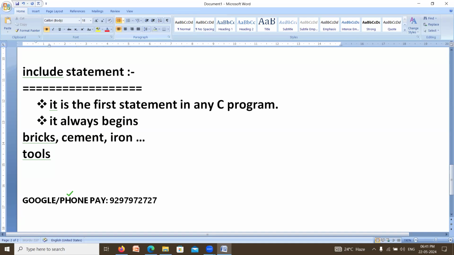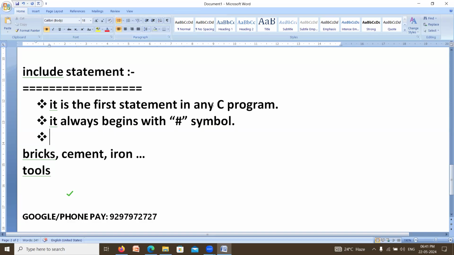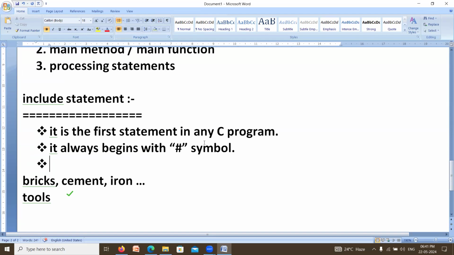It always begins with a hash symbol. Why do we need to use this? This symbol is called the hash symbol. Why do we need to write this? To copy the content of stdio.h into your program.